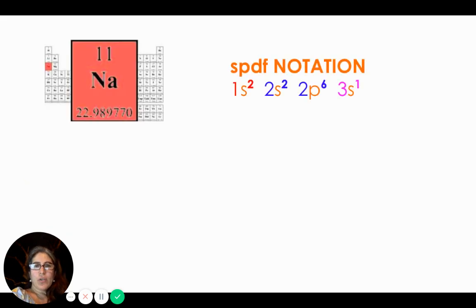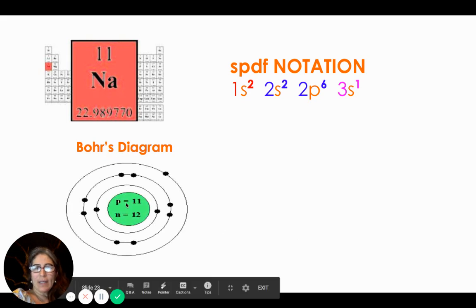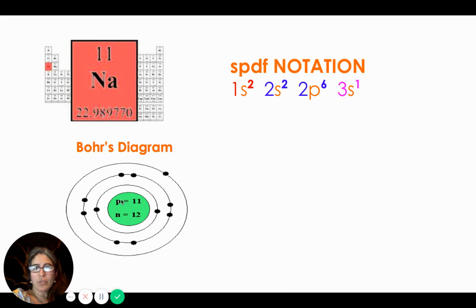Okay, so once you have the SPDF notation, then it's very easy for you to do the Bohr diagram. Even though the Bohr diagram is not the best representation, we still use it in chemistry because it shows the energy levels and the number of electrons. So for the Bohr diagram, if you have the specific isotope, you can place the protons and the neutrons. If not, you can just place the symbol Na in the center, on the nucleus, showing the nucleus.